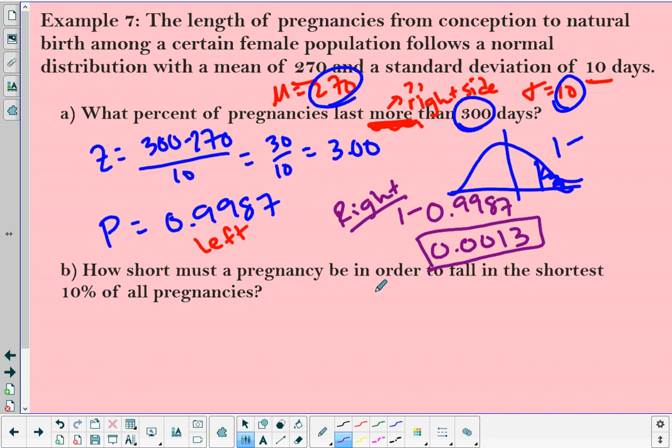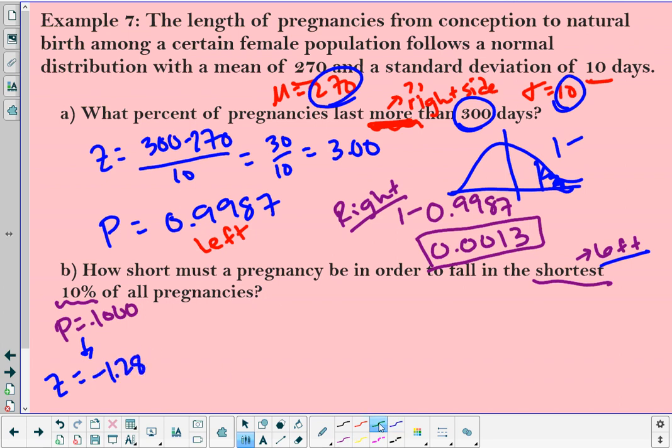How short must a pregnancy be in order to fall in the shortest 10%? Shortest 10%. So shortest tells you that you are on the left side underneath. 10% means your p-value is 0.1000. So since you're going to the left, all you need to do is find the z-score associated to 0.1000. So for 0.1000, the z-score is negative 1.28. Now, here's the thing. This is your z-score. This doesn't tell you the number of days, and the number of days is what you want.